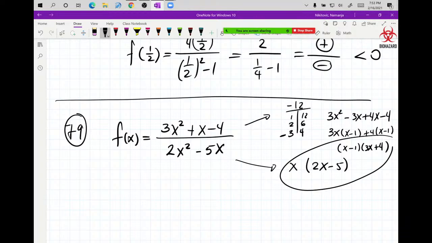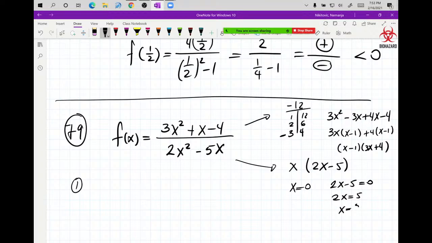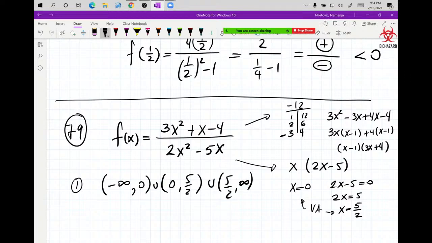Therefore, we can start with our domain. We have x equals 0 and 2x minus 5 equals 0. So 2x equals 5, x equals 5 over 2. So I have two vertical asymptotes actually, and they are vertical asymptotes because nothing was canceling. And I can write the domain as negative infinity to 0, union 0 to 5 halves, union 5 halves to infinity. There we go. You can see that the domain is interrupted exactly where the vertical asymptotes are. Next, the x-intercepts: set y equal to 0.